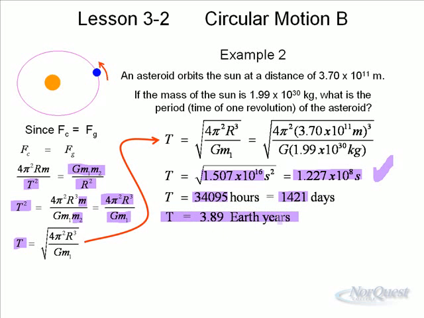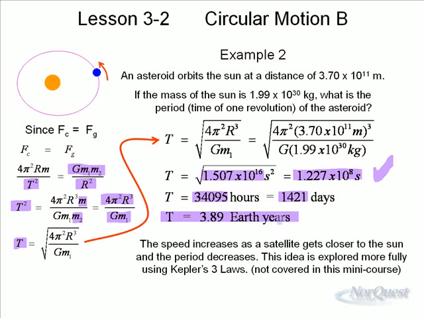Of course, it's only 1 year for Earth, because it takes that particular time to go around the sun once. And of course, it's 3.89 of our years. And the speed increases as the satellite gets closer to the sun. And the period decreases.